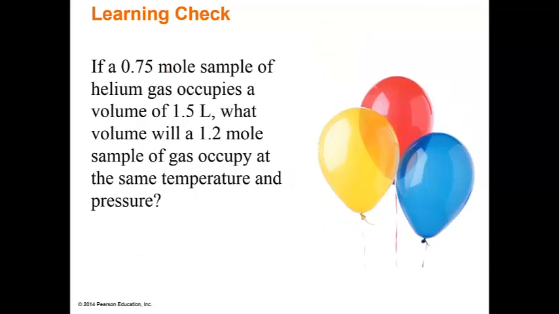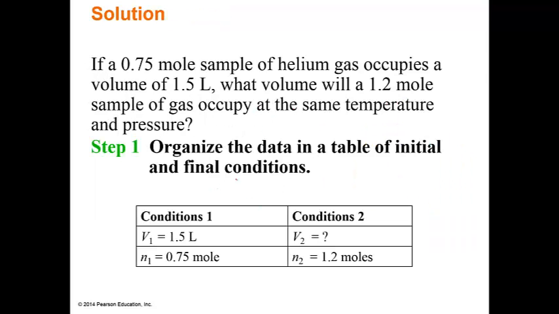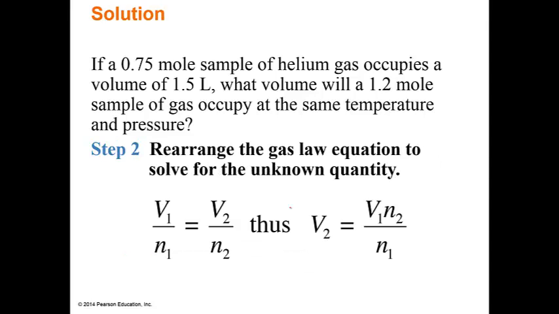So if a 0.75 mole sample of helium gas occupies 1.5 liters, what would the volume of a 1.2 mole sample of gas occupy at the same temperature and pressure? Remember, these being constant. Well, how can we figure that out? What are we going to look for? We're going to look for volume. So first thing we do, you should know by now, is organize our data and make sure it's in the correct spots. So V1 is 1.5 liters, N1 is 0.75 moles, N2 is 1.2 moles, and we're going to look for volume 2.